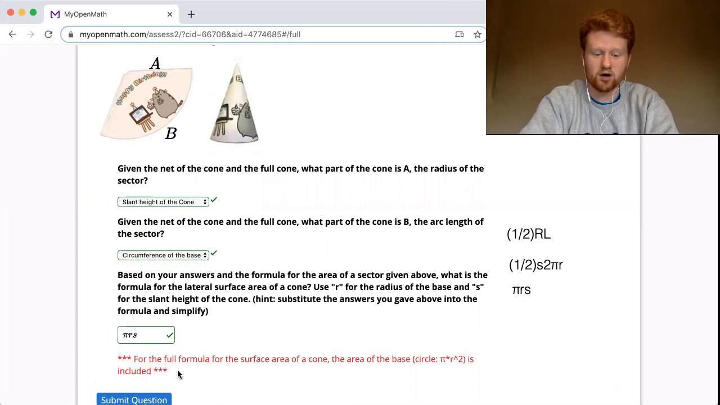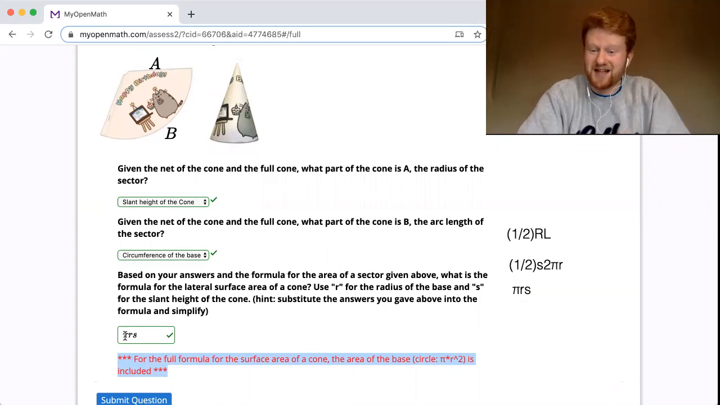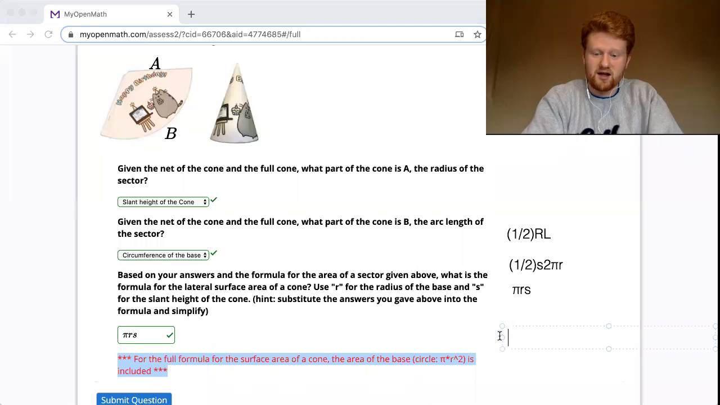One key thing to note, that is not the full formula for the surface area of a cone. That is just the lateral surface area of the cone. If we wanted the full surface area, we have to include the area of the base, which is a circle, so that's just pi r squared. So we would get, in total, the surface area of the cone equals pi r squared for the area of that circle plus pi rs for the lateral surface area. And that's all you need to do for this problem.